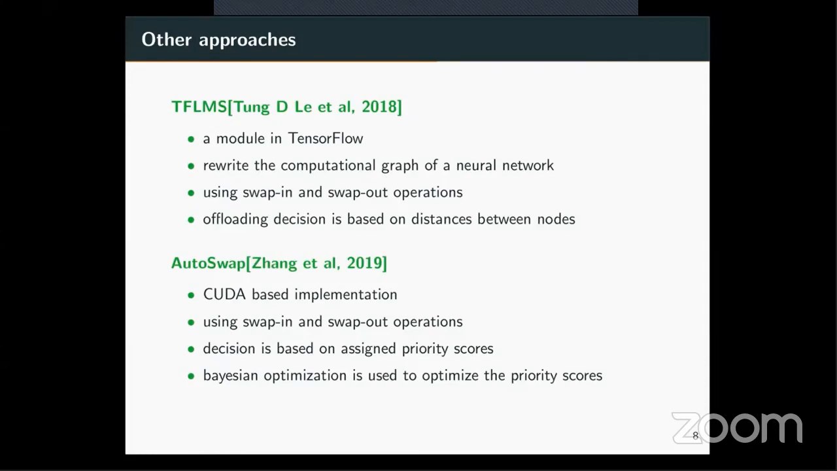AutoSwap is developed at the National University of Singapore. It's implemented in CUDA, and similarly to TFLMS, it uses swap in and swap out operations. To each activation, they assign some priority scores, and they tune these priority scores with the help of Bayesian optimization. And then they offload the activations with higher priority scores.